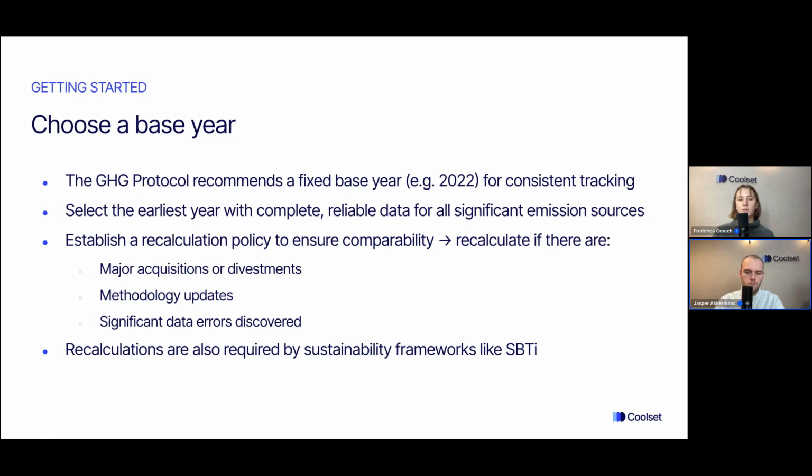It's important at this point also to establish a recalculation policy to ensure comparability. So if in a few years' time you have major acquisitions or divestments, maybe you have a methodology update or significant data errors are discovered, you should also then recalculate your base year to ensure that what you're comparing from and to is comparable in terms of scope and data that you're using. So establishing the policy and establishing the base year at the same time will set you up for consistent success in the future. And these recalculations are also required by other frameworks such as SBTi.